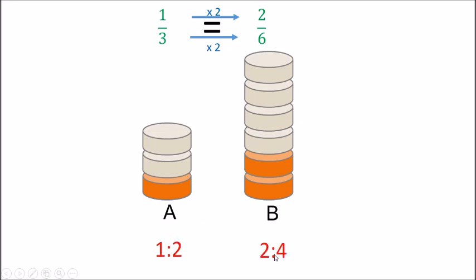Because there's the same proportion of orange in each drink, we can say that these ratios are equal as well. 1 to 2 is exactly the same as 2 to 4. They share the same proportion. They are equivalent ratios. I know that because both parts of my ratio, so 1 times by 2 gives me 2, and 2 times by 2 gives me 4. Okay, so these ratios are what we call equivalent. I'm going to speak a bit more about equivalent ratios now.